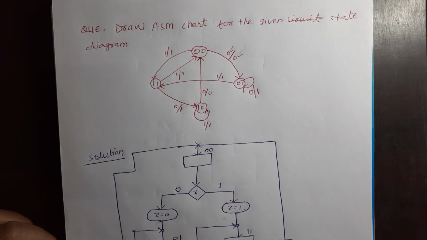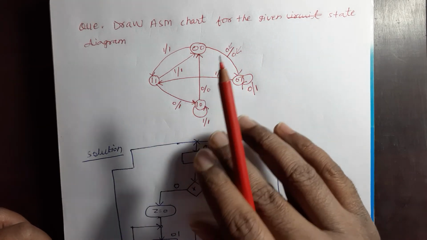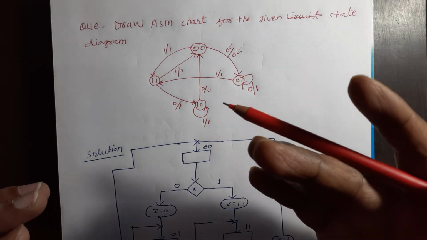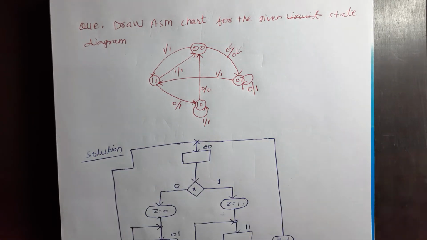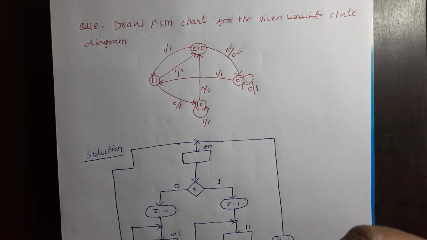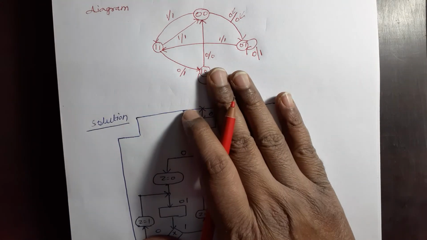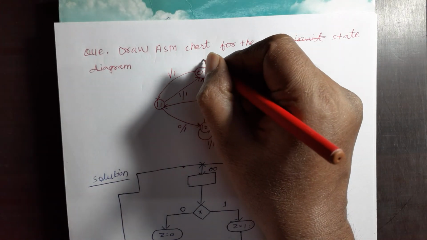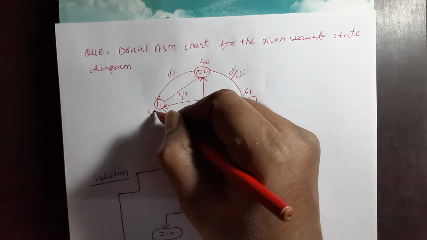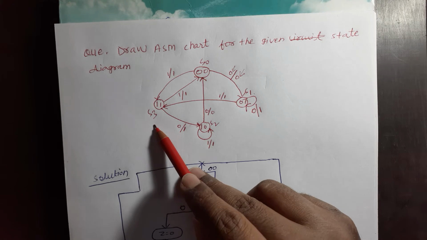Now next is to draw an ASM chart for the given state diagram. So here a state diagram is given. In a question there may be a sequential circuit. So for the sequential circuit you have to find out a state diagram, and after that, for the state diagram, you have to draw the ASM chart. Okay, so questions may be of different types. So here a state diagram is given. For example, suppose this is S0, this is S1, this is S2, and this is S3.